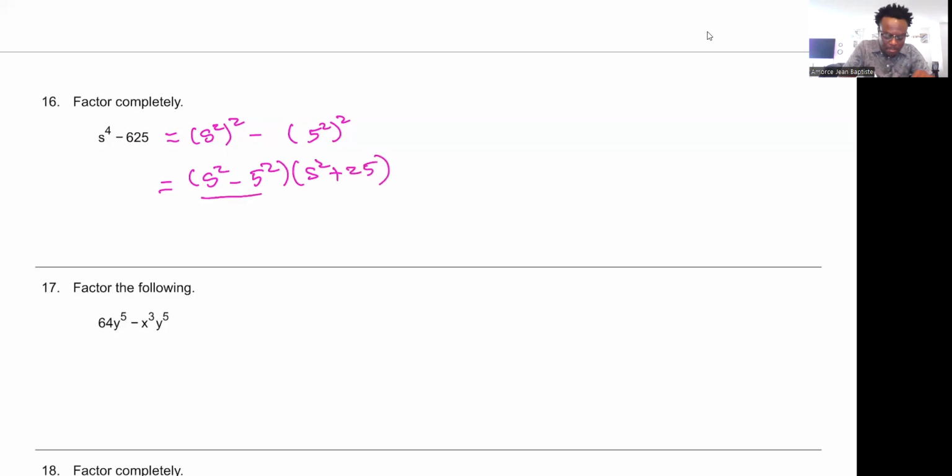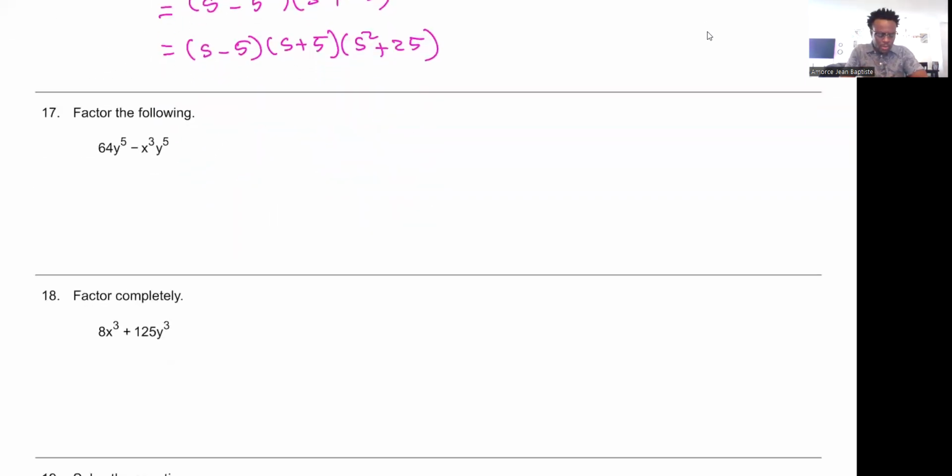But this first one I keep, because I know later on I will want to factor it again since it's a difference of squares again. So if we refactor that, it's going to be s minus 5, s plus 5, and then the other factor, s squared plus 25, which we cannot factor using difference of squares because it's not a difference.